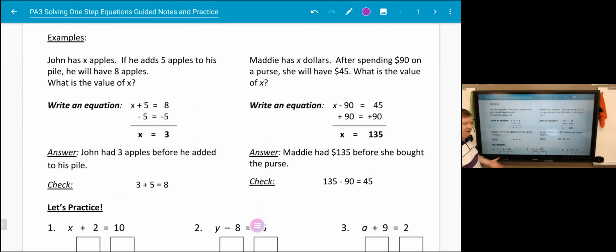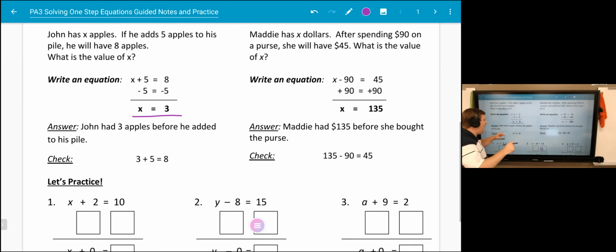John has X apples, some unknown number of apples. If he adds 5 apples to his pile, he'll have 8 apples. What is the value of X? We can write our equation: X plus 5 equals 8. The opposite of addition is subtraction, so we subtract 5 from both sides. We get X equals 3. So John had 3 apples before he added to his pile.